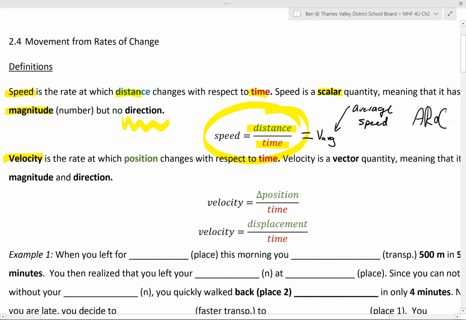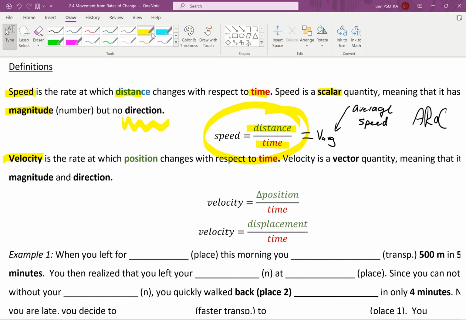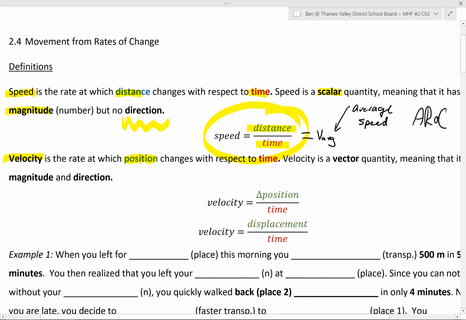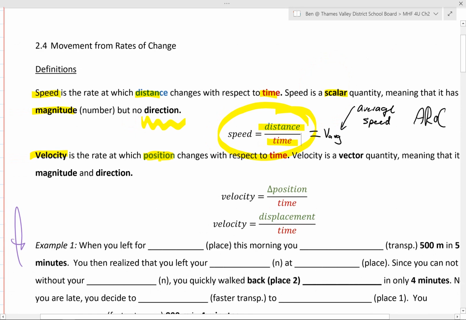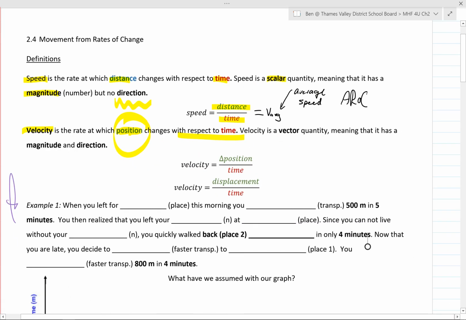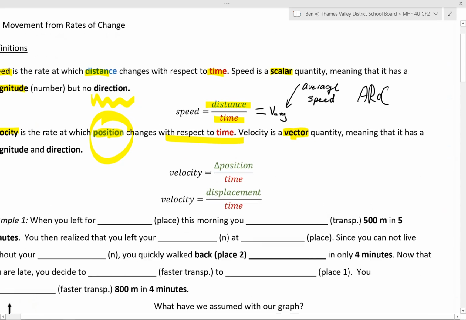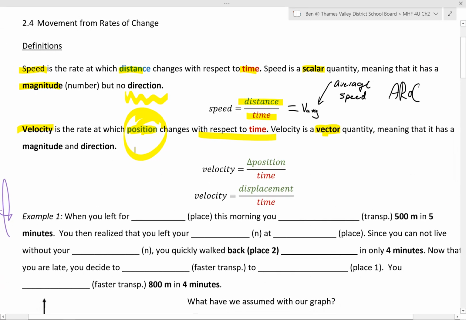Now, velocity is the rate at which position changes. Position itself is not a scalar quantity like speed. Position is a vector quantity, meaning there's a direction involved with it. So velocity is the rate at which position changes with respect to time. Velocity is a vector quantity, and that direction comes from the position part. It's a vector quantity, meaning that it has a magnitude and direction.